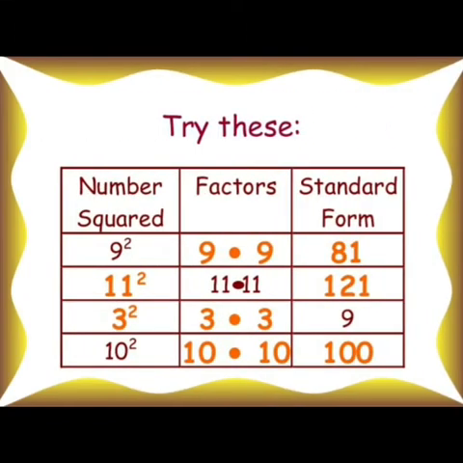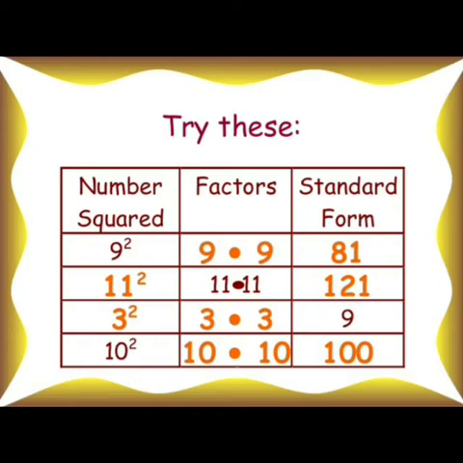The next one, try this. Let me give some examples: number, squares, factors, standard form. 9 square, what does it mean? 9 square is nothing but 9 into 9, which is 81. 11 square, what is 11 square? 11 into 11 is nothing but 121. 3 square is 3 into 3, which is 9. Next, 10 square.